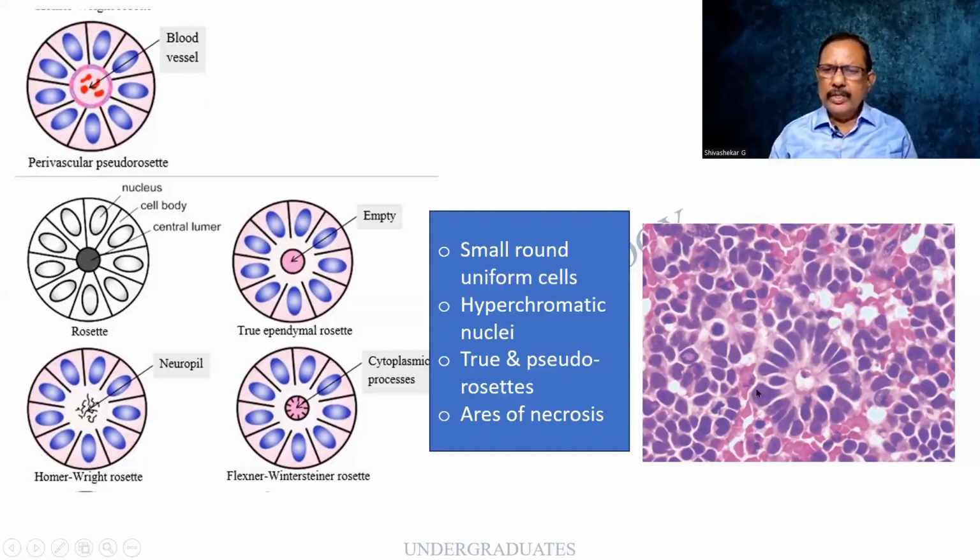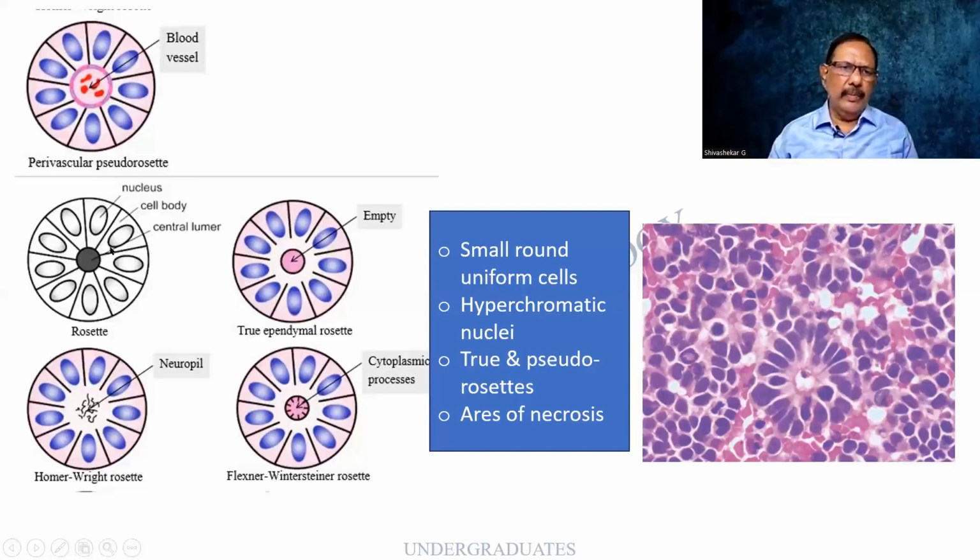True or pseudo rosettes. Look at the particular pattern of arrangement. There are all elongated cells and then in the center there is a lumen. This kind of an arrangement is called a rosette formation. Sometimes there can be a blood vessel here around which there can be the tumor cells. That is called a pseudo rosette. So hyperchromatic cells which are uniform, rosettes, true and pseudo. Extensive areas of necrosis.